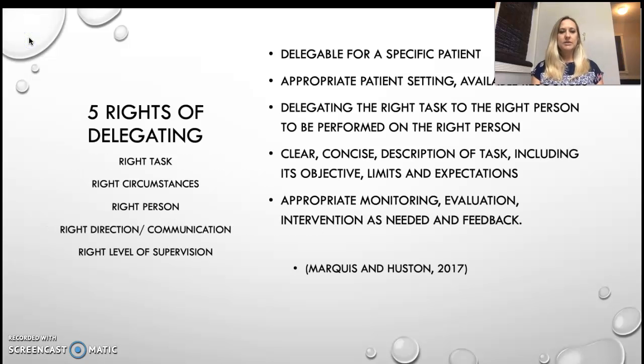The 5 rights of delegating: right task, right circumstance, right person, right direction or communication, and right level of supervision.